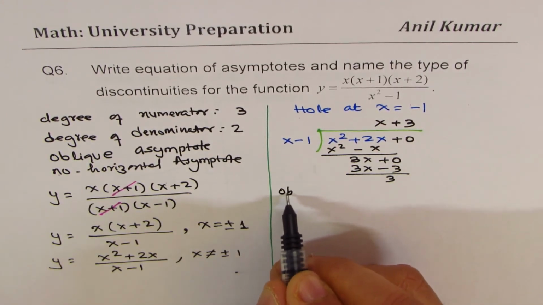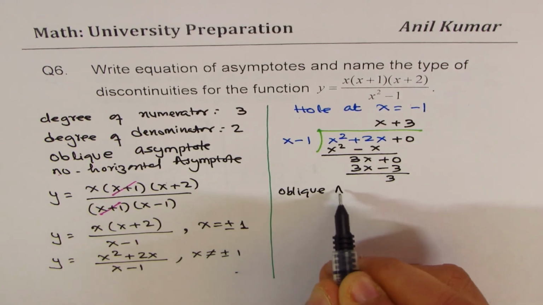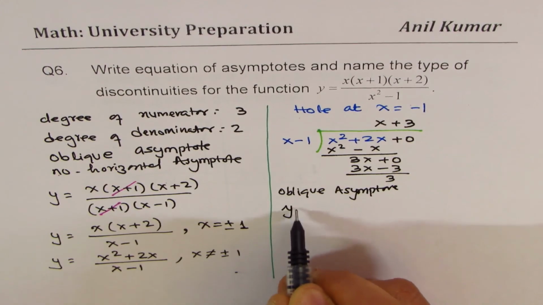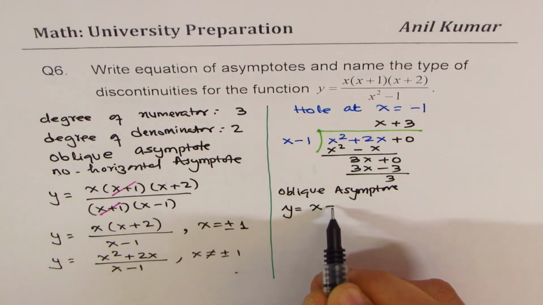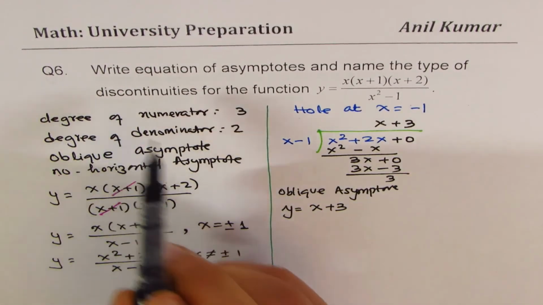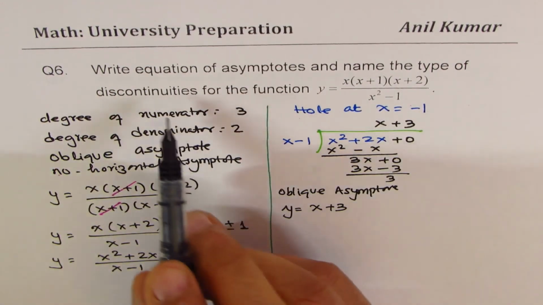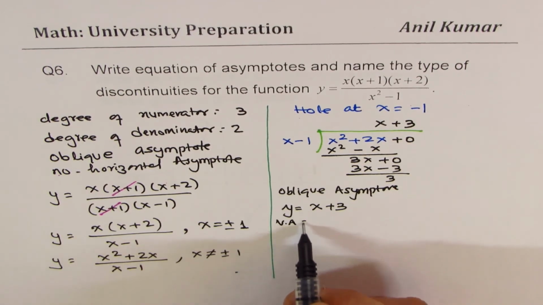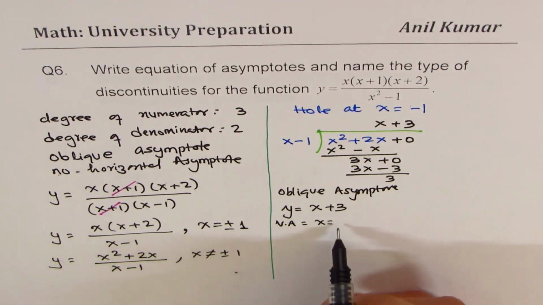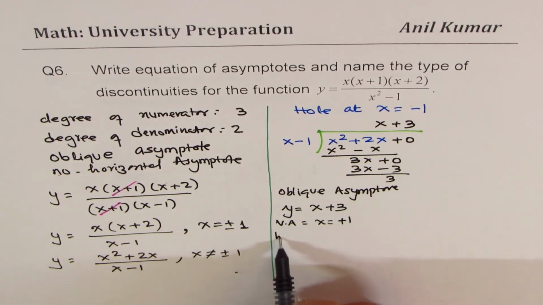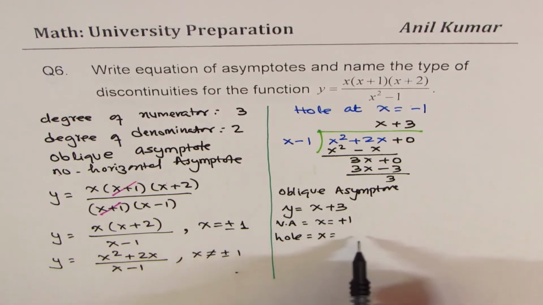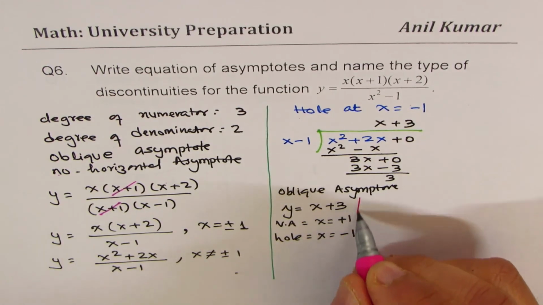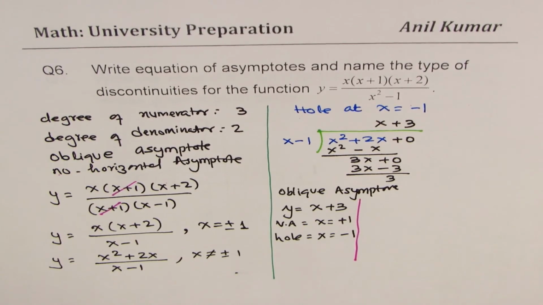So as I was saying, we have an oblique asymptote, which is y equals x plus 3. So that is one of the asymptotes, and we already know the discontinuity here. We have another discontinuity, which is a vertical asymptote at x equals 1, and we have a hole at x equals -1. So these become two discontinuities, right? So that becomes the solution of the question asked.